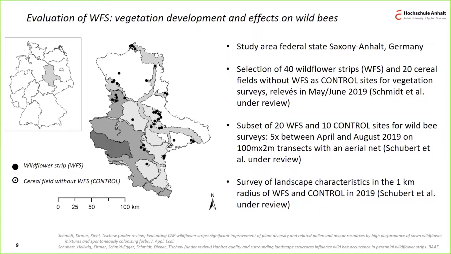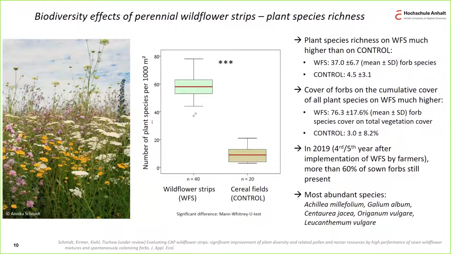Here are some results. On the wildflower strips, the mean plant species richness was about 10 times higher than on control sites, and forbs accounted on average for 76% of the total cover of all plant species. On the controls, forbs reached only 3% of the total plant cover, and the mean plant species richness was rather low. After 4 to 5 years of development, more than 60% of the sown 30 forbs were still present on the wildflower strips.